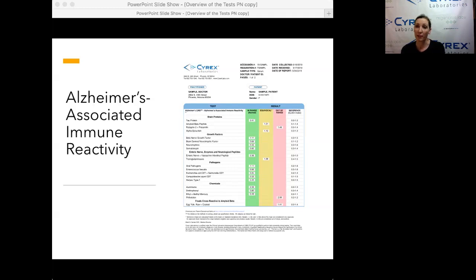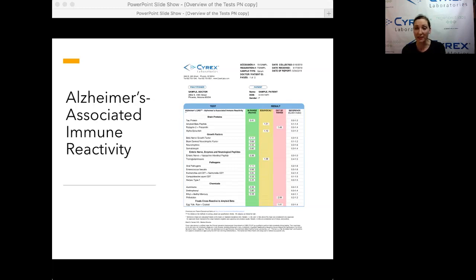So we're looking at the proteins to the brain associated with Alzheimer's itself. We're looking at the growth factors, so looking at the environment around neurological function, looking at enteric nerves, enzymes, and neurological peptides. So really looking in depth at all of the tissues and all of the different functional organ systems that are involved in cognition and dementia.